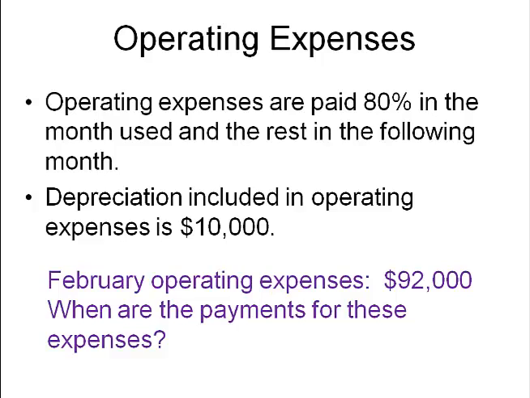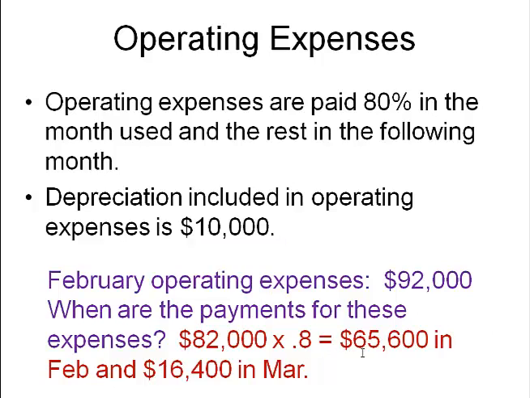Operating expenses. Let's imagine that we have a scenario where they tell you the operating expenses are 80% paid in the month used and the rest in the following month, and that depreciation is $10,000. So if February operating expenses were $92,000, what are the payments for these expenses? Well, we have to back out the $10,000 from the $92,000, and so we have $82,000 of payments. When are they going to occur? 80% of them are going to occur in February. The rest are going to be paid in March.